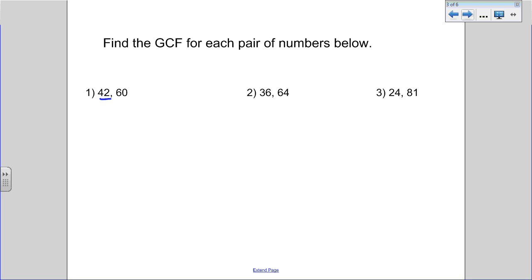But I'm not random about how I do that, guys. I'm very specific because I don't want to leave anything out. So I start with the smallest factor of 42. And that's 1. 1 times 42 gives me 42, right, guys? I write them down in pairs of factors. After 1, I would try 2. Does 2 divide into 42? Yeah. How many times?